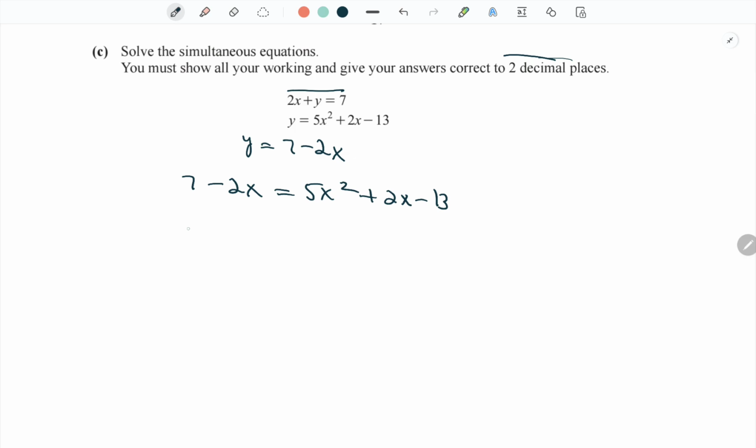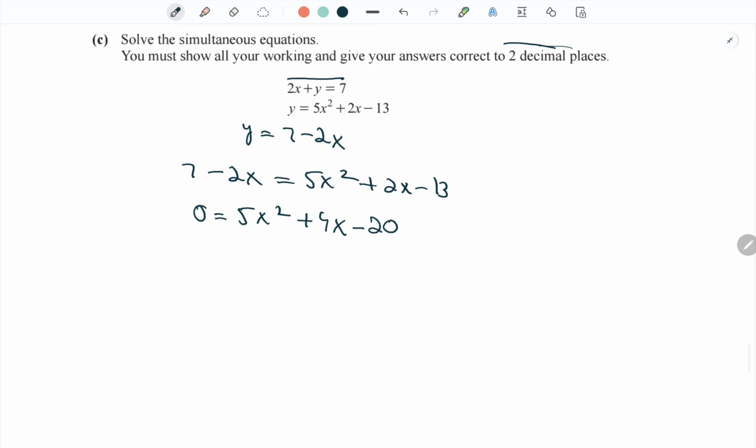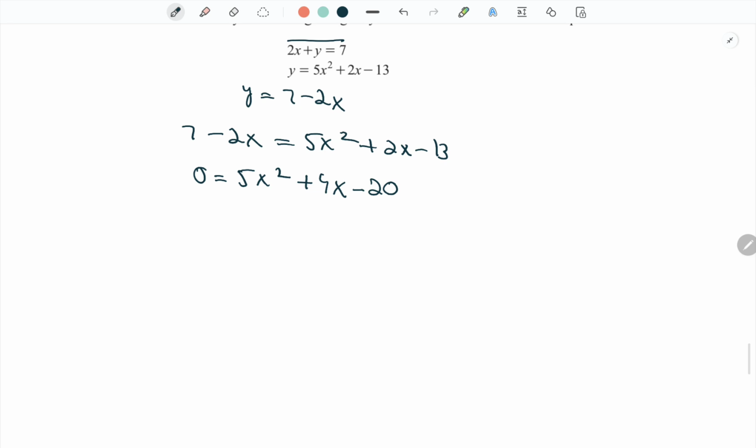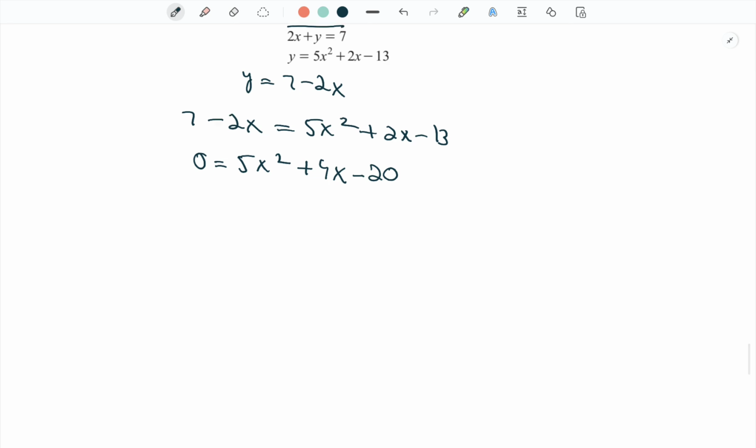Right, we move all of this onto this side, so we get 0. So 5x square, negative 2x here, when it's moved to the right hand side, we have the positive 2x. So positive 2x and positive 2x, we have the 4x, right? And then 7, so here we have negative 7, so negative 20. So this is the quadratic equation we have, or it's your choice. You apply the quadratic formula or factorize this one. So I just simply calculate it with the calculator here.